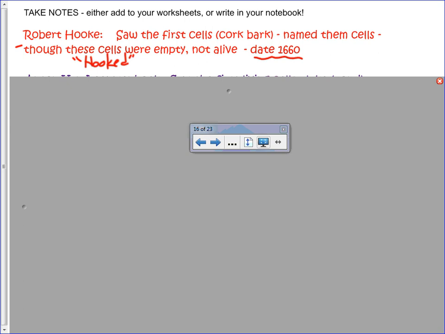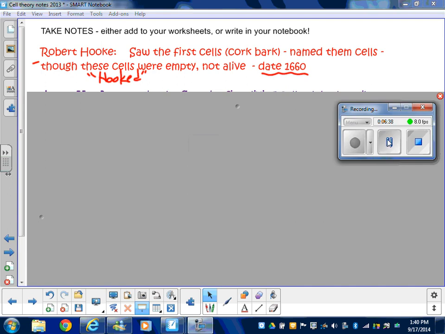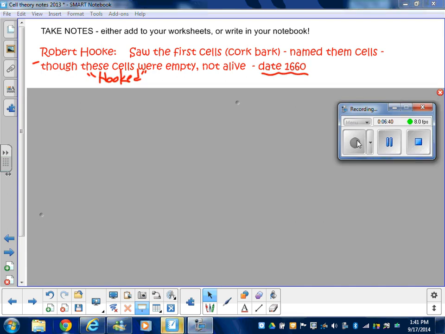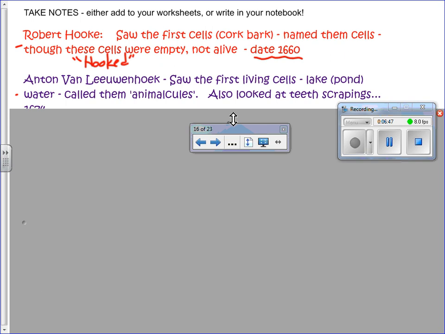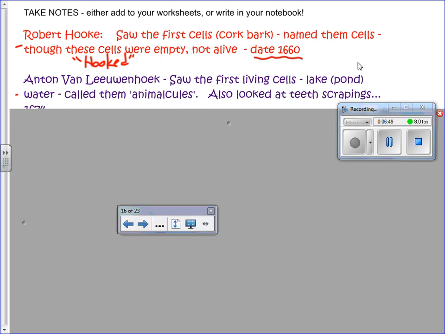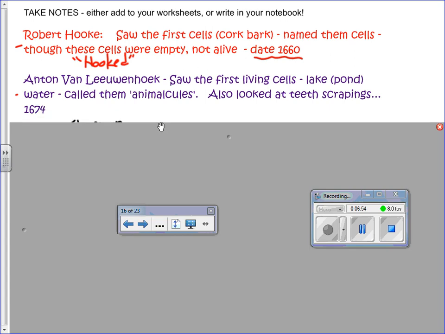Then our next scientist is Anton von Leeuwenhoek. So let's jump ahead and learn a bit about Anton. So Anton von Leeuwenhoek, Dutch, with a big long name, he actually saw the very first living cells. And if you look at the date, this is 1674, 10 to 15 years after Hooke. And so as everybody starts looking at things, he looks at lake water, pond water.